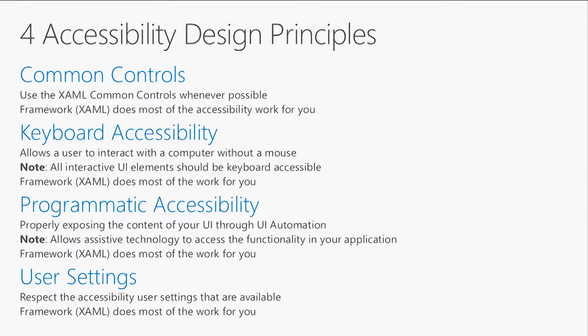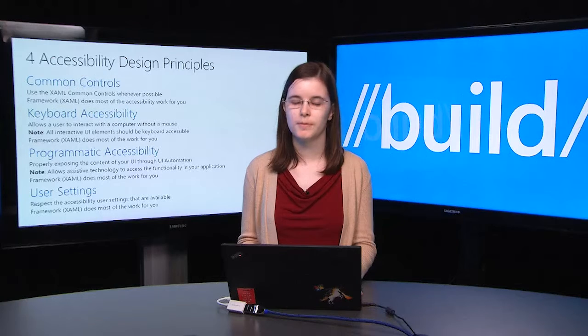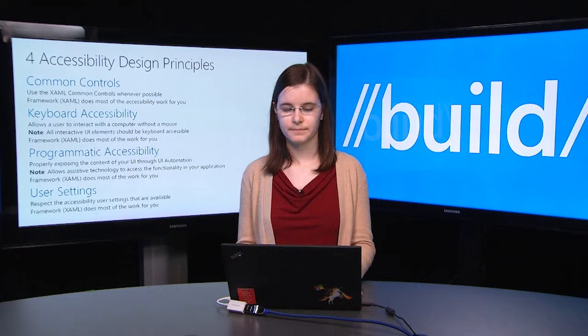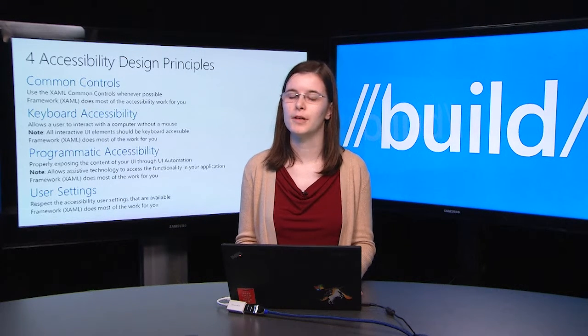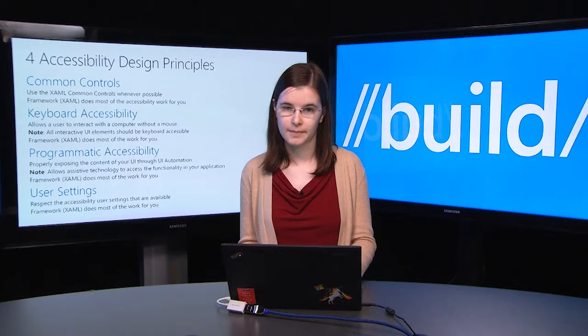So the 4 main accessibility design principles. The first is that whenever possible, use the XAML common controls. XAML, as a platform, has done a ton of work to make sure the common controls are accessible out of the box. So whenever possible, try and use the common controls. The next design principle is keyboard accessibility.